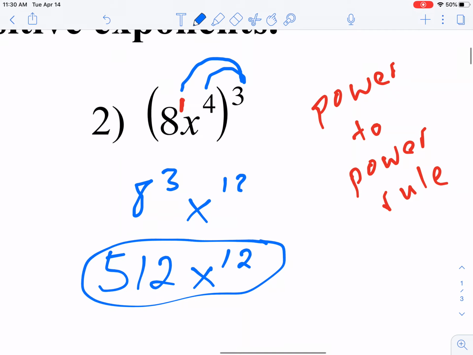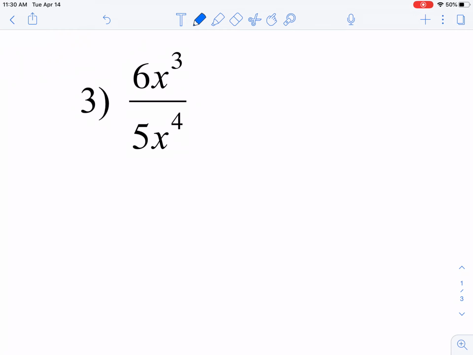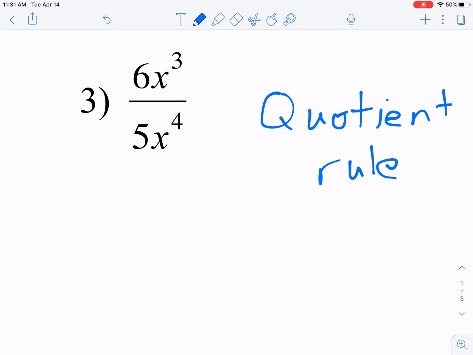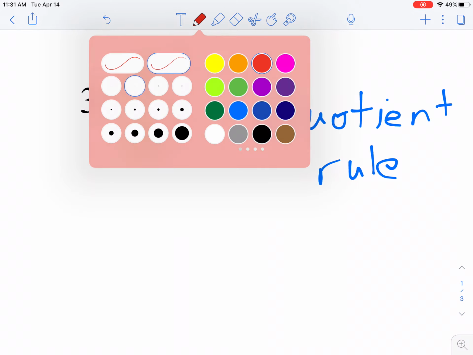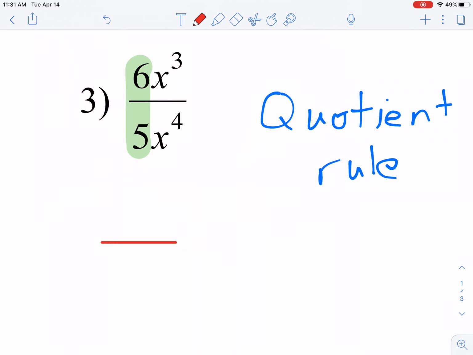Looking at the third rule that we learned, this is called the quotient rule. The quotient rule basically is the opposite of the product rule. Instead of adding, you're going to subtract. It says that if the bases are the same, you can subtract. So the first thing you do is look at your regular numbers. 6 over 5 does not reduce, so you're simply going to keep 6 over 5 the same.